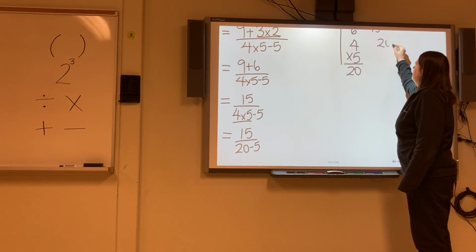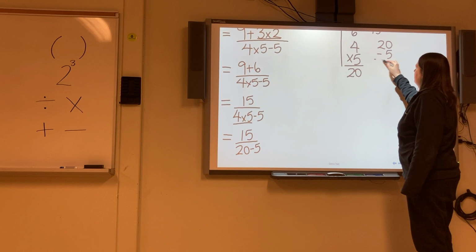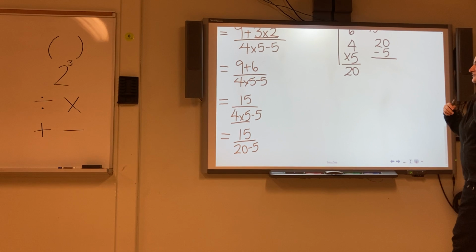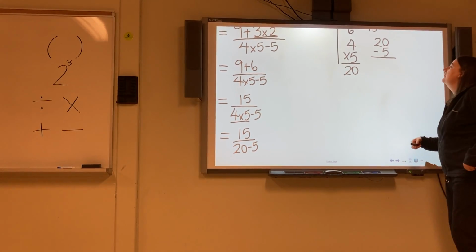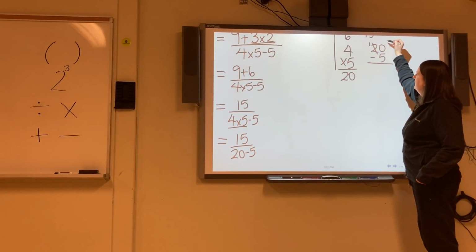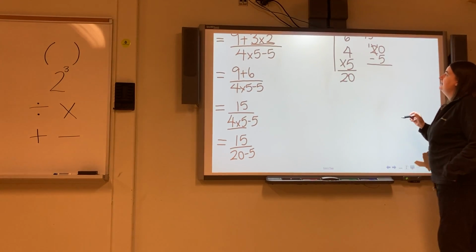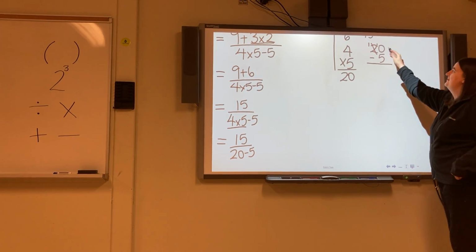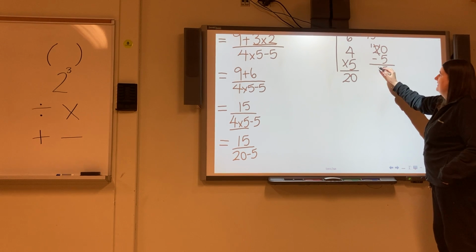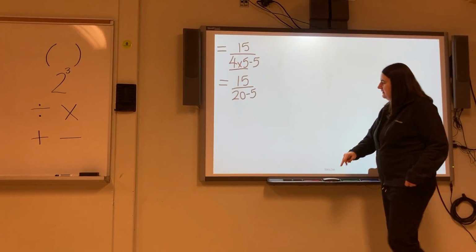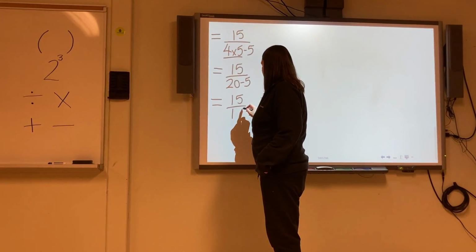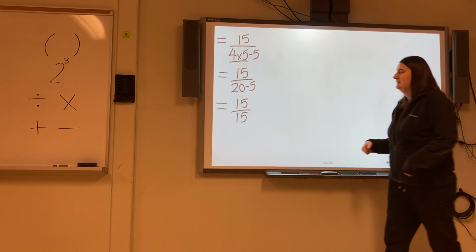So neither one of them have decimals, so I don't need to give them decimals. The only time you need to do that is when you're adding and subtracting and one of them already has a decimal. All right, so 20 minus 5, don't forget to borrow. You can't take 5 away from 0, but you can take 5 away from 10. 10 minus 5 is 5. 1 minus nothing is 1. So I end up with 15 divided by 15.